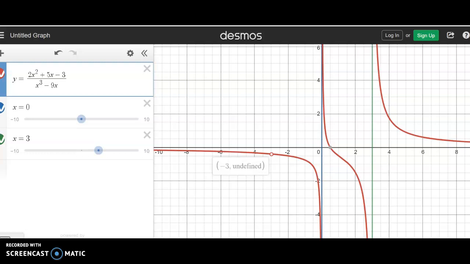Yet, since the function wasn't simplified completely, and when I did simplify it, I could get rid of the -3, right? X plus 3 divided by x plus 3 canceled. Then even though it's not part of the domain, it's not a vertical asymptote like 0 was and like 3 was. -3, undefined is a hole.